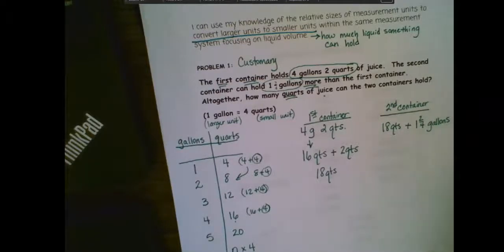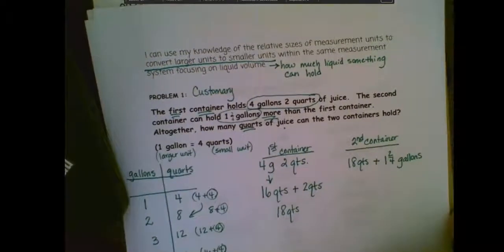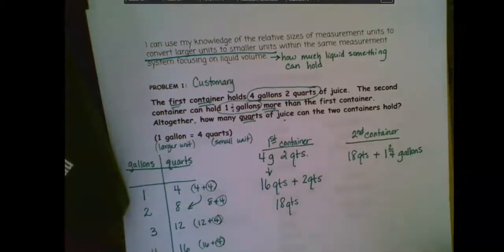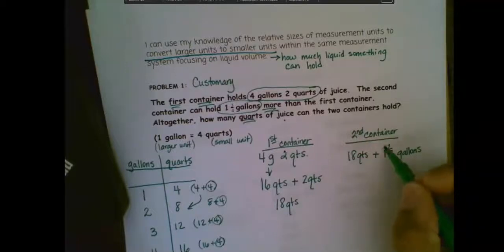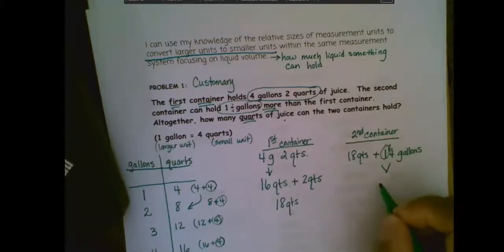Okay, so again, I have this larger unit of measurement, this 1 2/4 gallons, that I need to convert to a smaller unit of measurement. I know that 1 gallon is equal to 4 quarts.